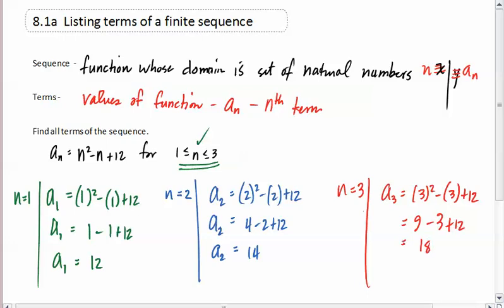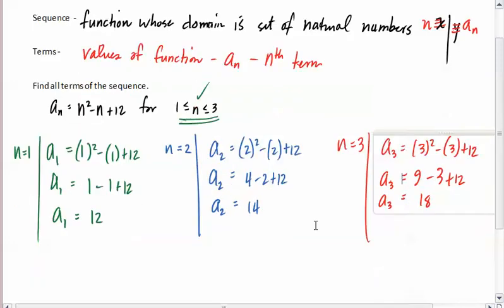So we get 18. And you know, you can write the a sub 3 each time, or you can just leave it underneath with the equals lined up. All right, that's that. So all the terms of the sequence, the terms, again, that means the output. So what do we have? Our sequence looks like this. There they are, the terms of the sequence.